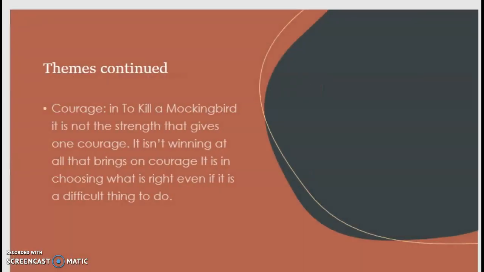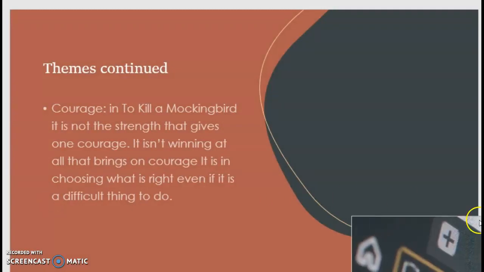The next theme that we will see is courage. In To Kill a Mockingbird, it is not strength that gives one courage. It isn't winning at all that brings on courage. It is in choosing what is right, even if it is a difficult thing to choose.